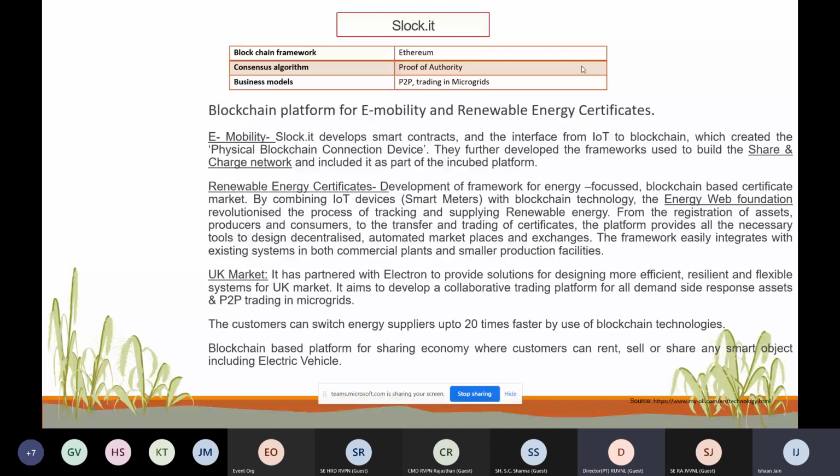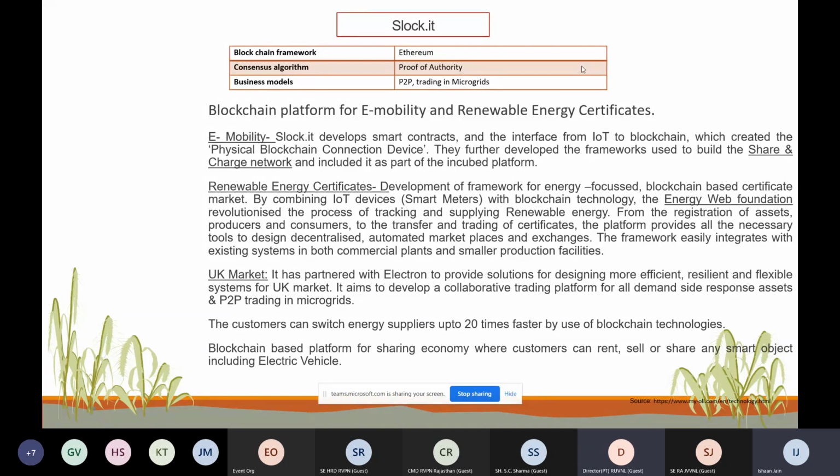Like earlier, we had access to petrol pumps, and now we will be searching for EV charging infrastructure. Your vehicle will tell you how much charge is available in your battery, and which is the nearest infrastructure where we can charge our battery. So all these things are basically woven into this particular blockchain platform.